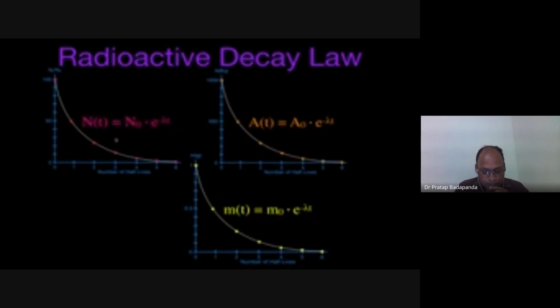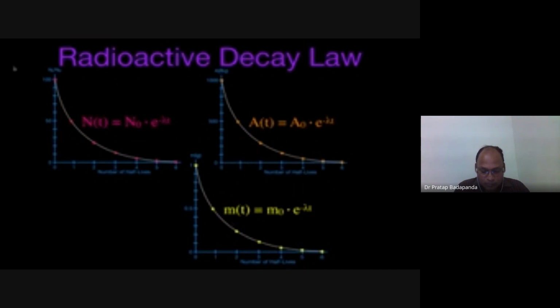Okay, so here I just made a graph showing what a typical decay curve would look like for the number. This is for the activity, and this is for the mass. And the graphs look exactly the same. They have the same shape. It's just that you're using a different counting system. In this case, once again, it's the number. In this case, it's the activity. And in this case, it's the mass.